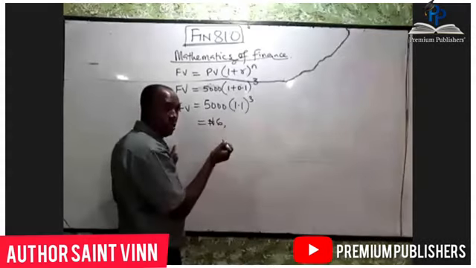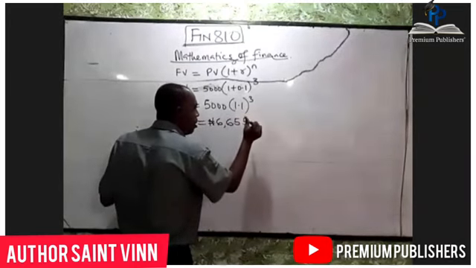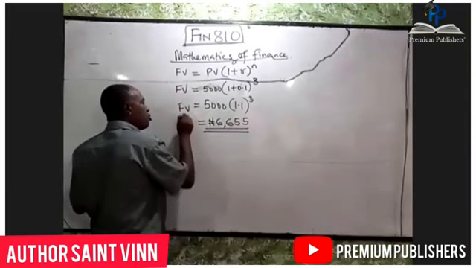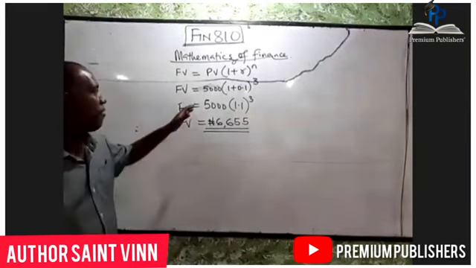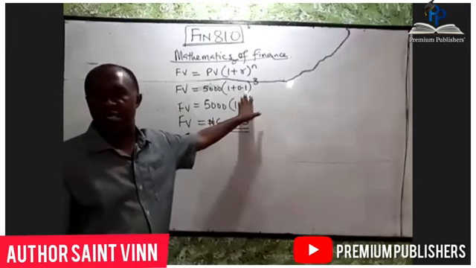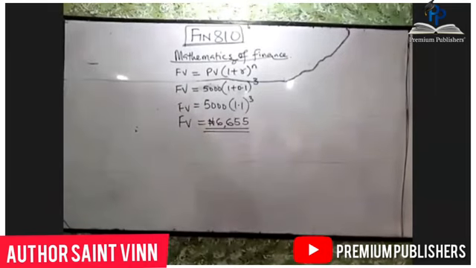$6,655. Any problem? Okay. So that is our future value. Given a 5,000 naira deposit in the bank, the bank pays 10% for 3 years. That is the future value of money.